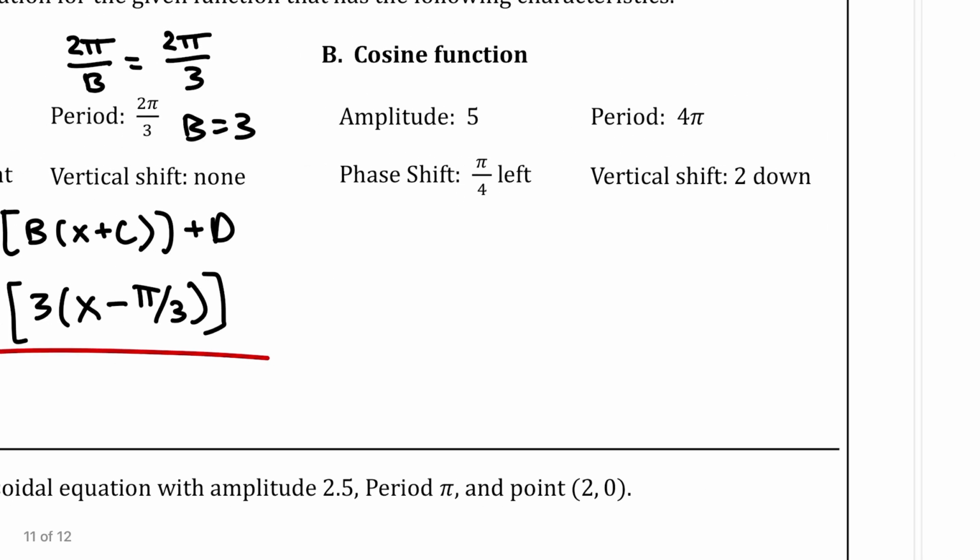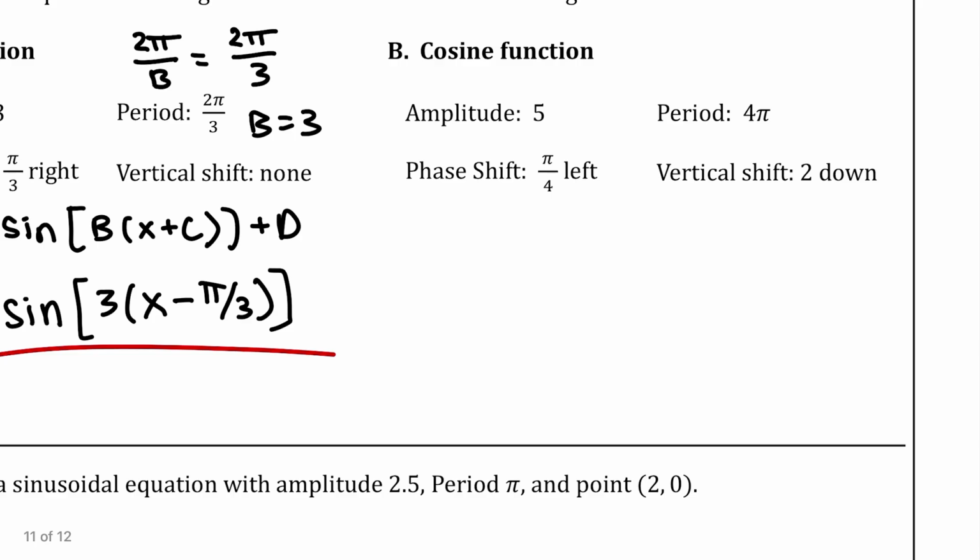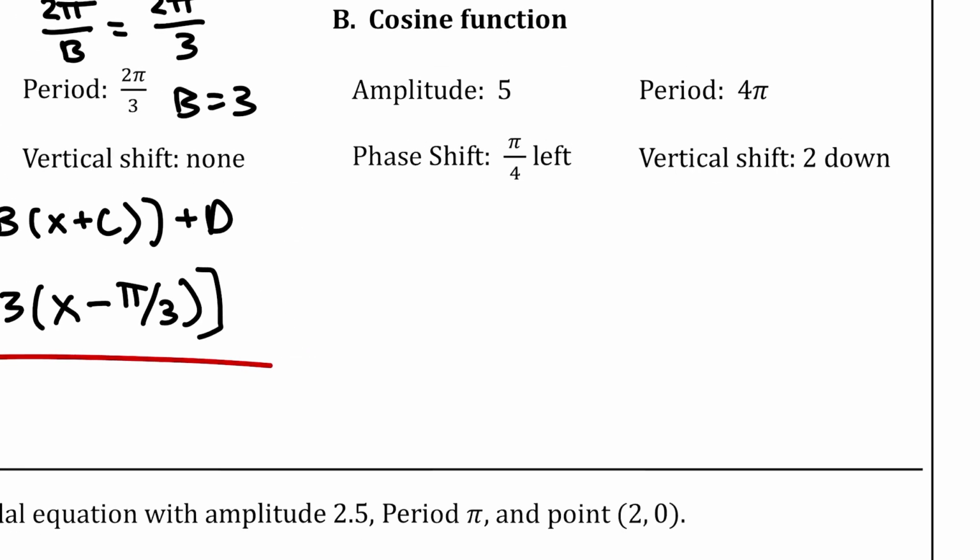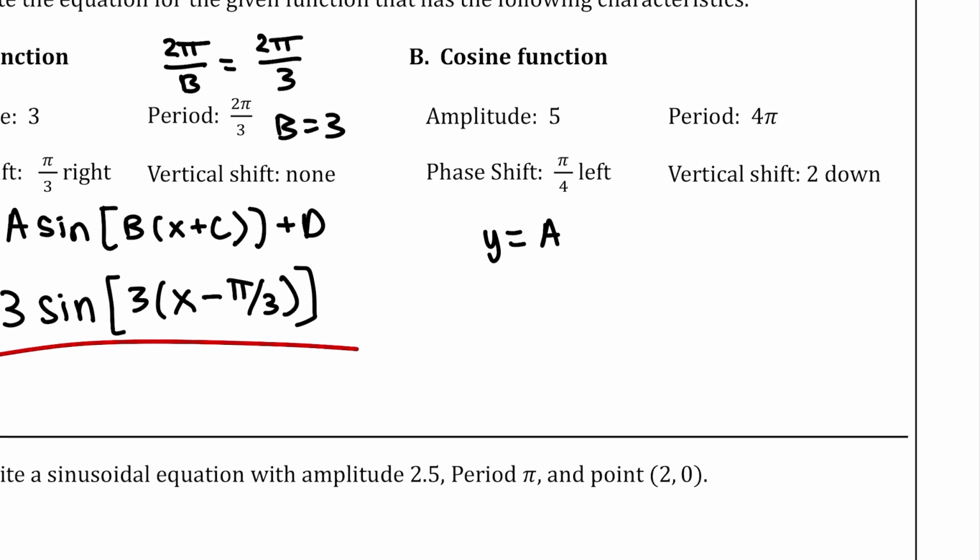All right, let's look at our cosine function now. So amplitude 5, period 4 pi, phase shift pi over 4 to the left, and vertical shift of 2 down. So let's start to plug that in, right? We have y equals a cosine bx plus c plus d. So those are the things that we're filling in.